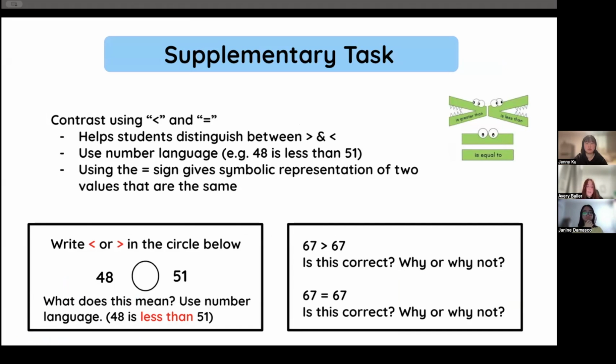Once the less than sign is introduced and made clear to students, we can provide questions like the one in the slide to ensure that students can distinguish between the two signs and make comparisons between numbers. Introducing the equal to sign gives students a symbolic representation of two values that are the same and further develops their understanding of what the sign means, especially when preparing for later math. In the example we provided, students will determine the correct sign and explain why it is or is not correct.